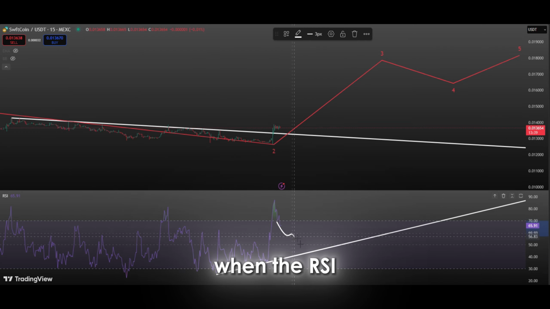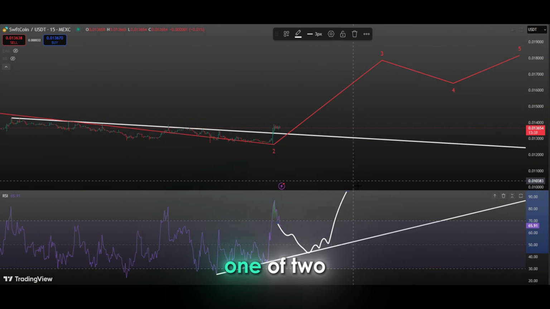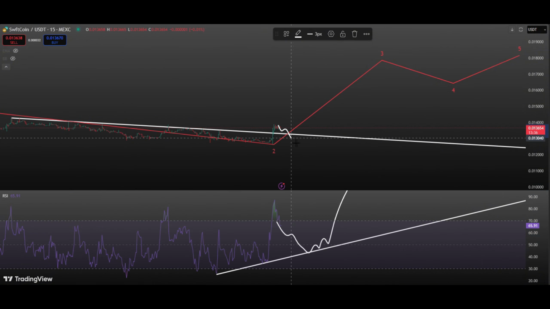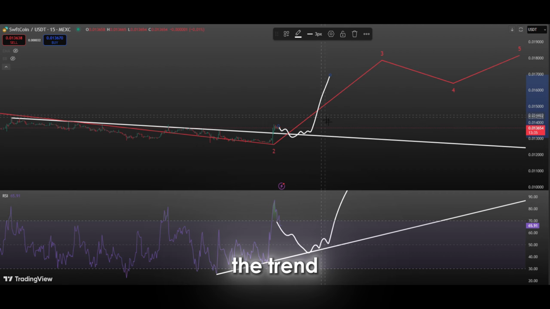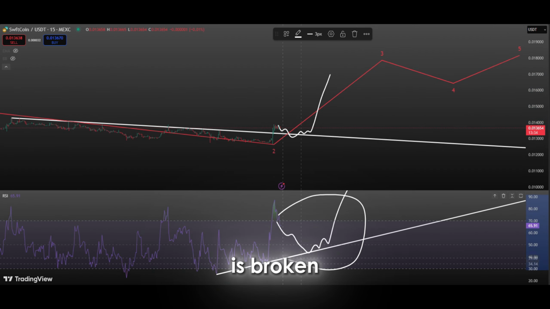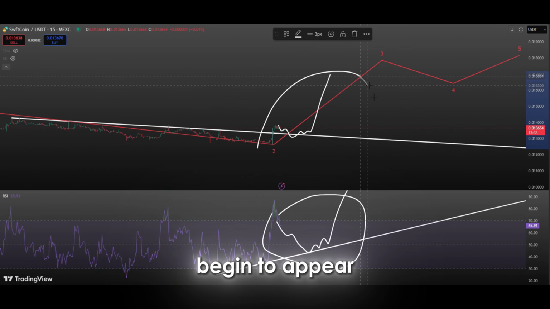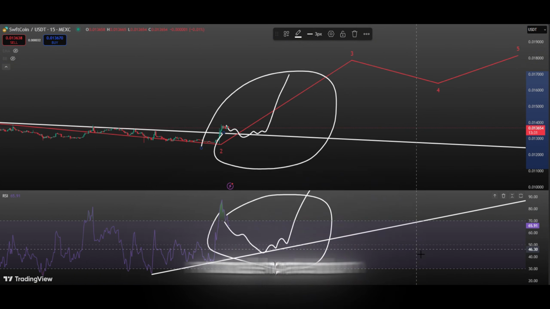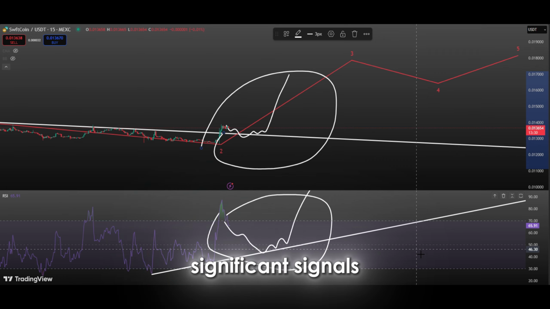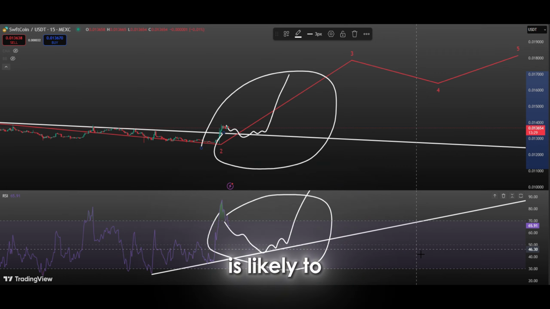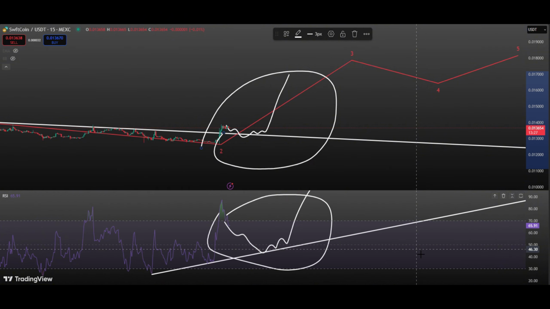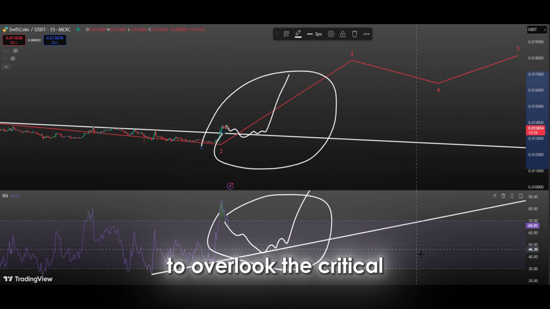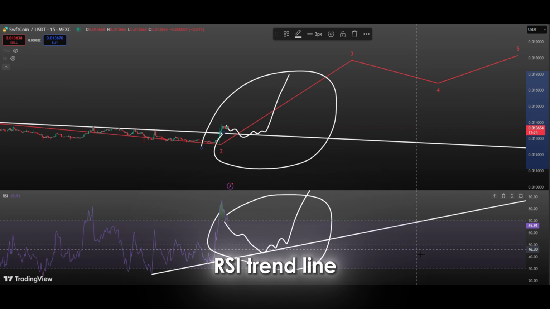Typically, when the RSI touches such ascending trend lines, one of two scenarios tends to occur. Either it bounces strongly upward from the trend support, or if the support line is broken, signs of weakening begin to appear. However, when we examine the current price structure and the overall market momentum, we are receiving significant signals suggesting that the RSI is likely to bounce off this trend support and initiate a new strengthening move. It's important not to overlook the critical importance of this contact with the RSI trendline.